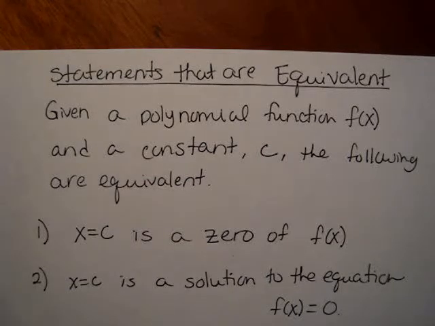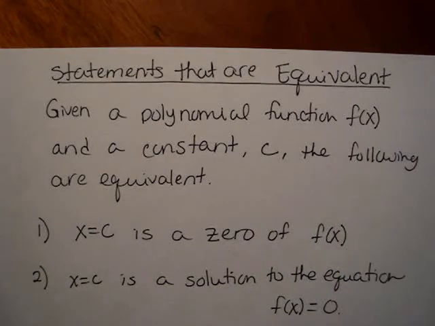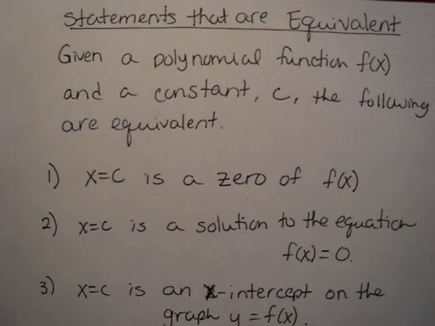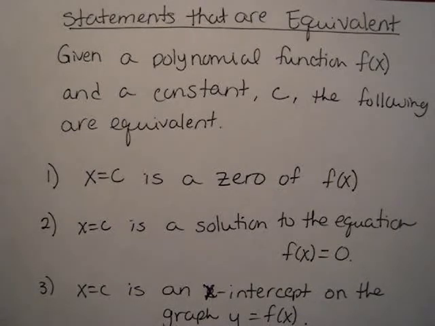So these statements are equivalent. Equivalent means if one of them's true, all of them are true. That's what equivalent means. So it's a little formal. Given a polynomial function, we'll call it f of x, and a constant, we'll call it c. It's any number. The following are equivalent. That means once you know one, you know them all. Okay? First, x equals c is a 0 of f of x.